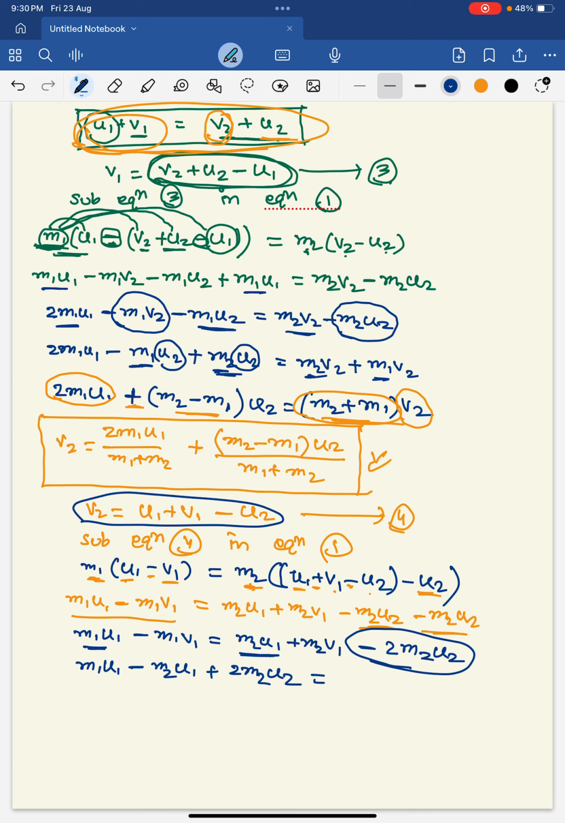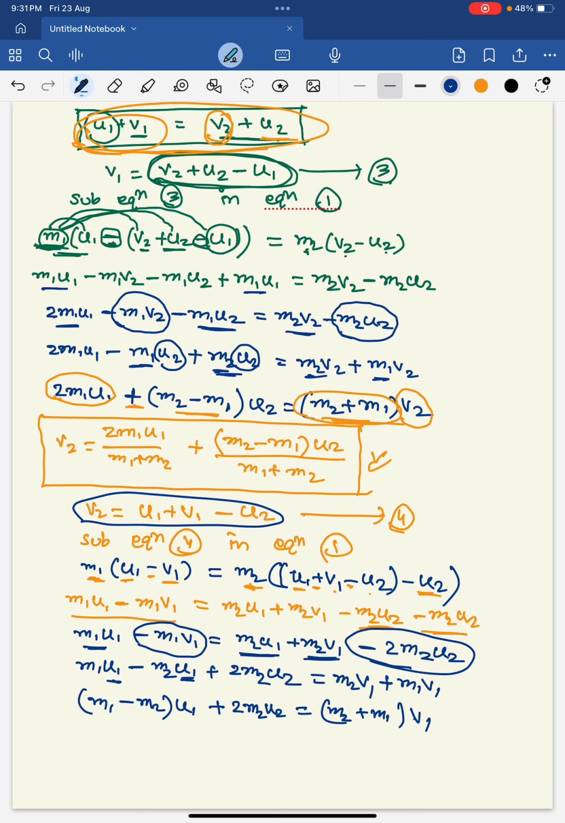Is equal to, what is the rest of the equation here? M2 V1. So here minus M1 V1 will be there. I am taking it to the right side. Minus becomes plus M1 V1. After getting this equation, here also U1 is the common term, right? So take U1 outside. The rest of the equation is M1 minus M2 into U1 plus 2 M2 U2 is equal to, right side, V1 is the common term, right? So take it outside. M2 plus M1 into V1.